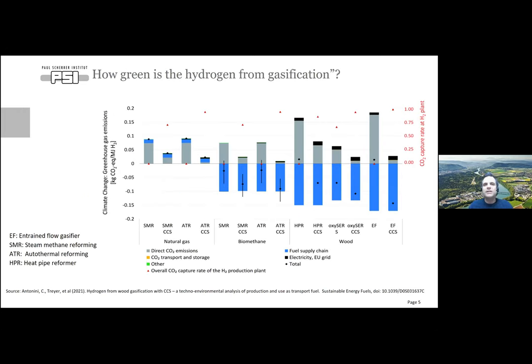Another example is how green the hydrogen from gasification is. Indeed, we know that if we are using biomethane or wood, we have perhaps negative direct emissions. But if we account for the life cycle of this technology, are these emissions really negative?